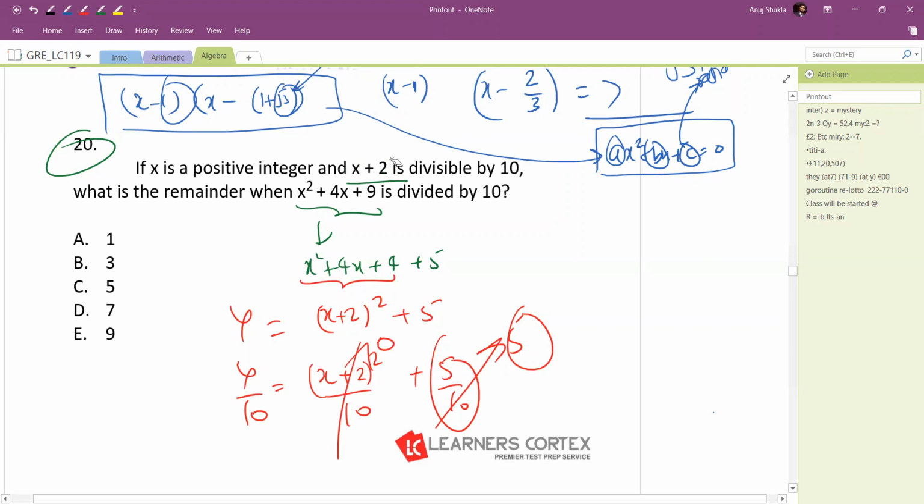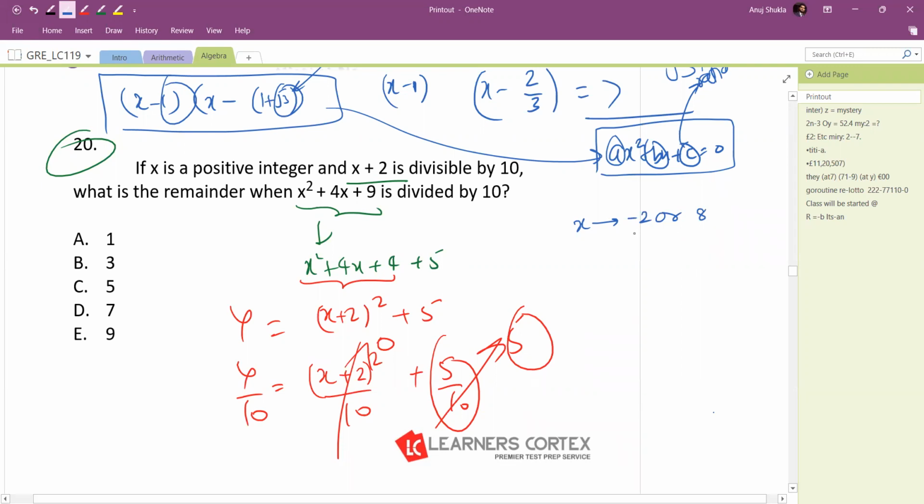Another way is that x plus 2 is divisible by 10. So you take the x value in such a way that you get a number which is divisible by 10. You can take x as -2, or you can take x as 8. If you put -2, 0 is divisible by 10. If you take 8, 8 plus 2, 10 is divisible by 10.